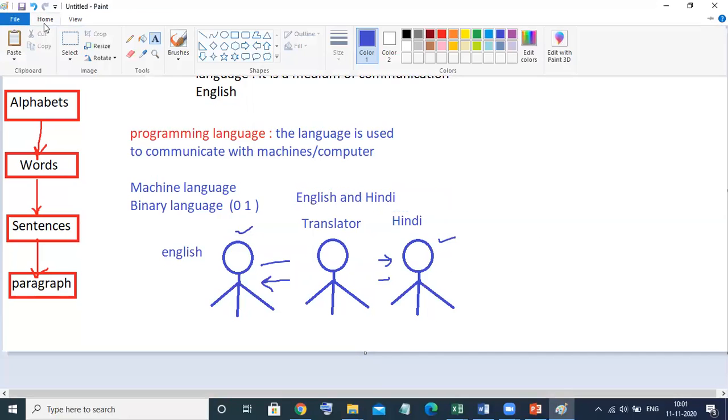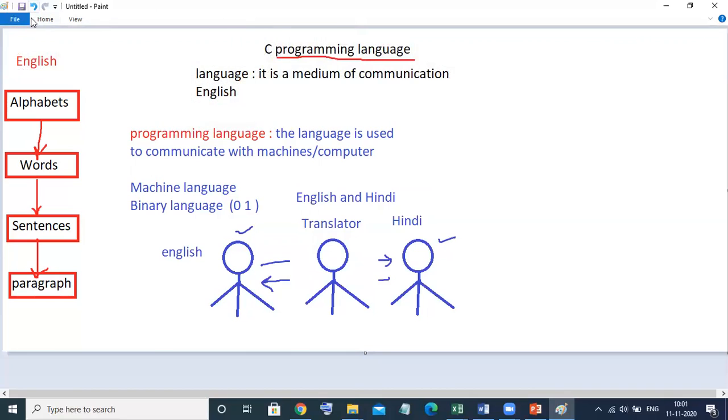So what will he do? He will take the input from this English person, translate that particular thing into Hindi so that this person can understand. Then whatever this person speaks is sent back to the translator, and then it is converted back for the person who knows English. So this person acts as a translator between these two persons, so that the communication between them can be easily established.